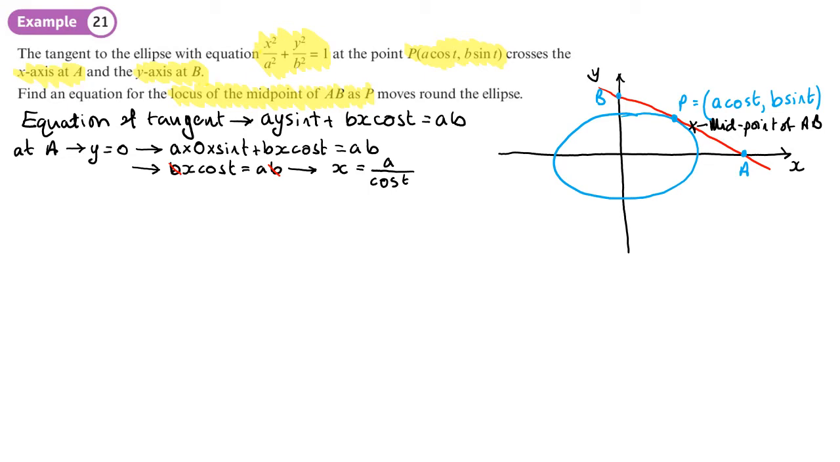So the coordinate of A is (a over cos t, 0). Or you could say, instead of a over cos t, you could write a sec t, couldn't you, because 1 over cos is sec, so you could write that instead.